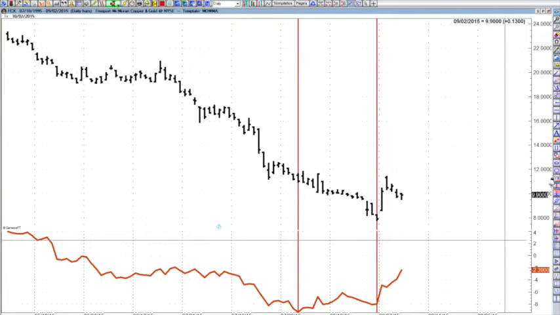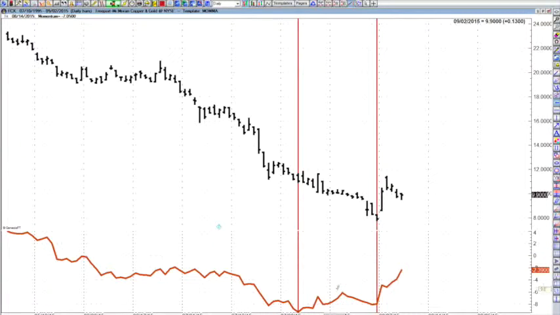So I will get another tool and mark this for you. Just bear with me for a moment. And you can see the paradigm here. You can see what's happening. You're making lower lows in price, but you're not moving lower in momentum. And that represents a form of accumulation, which is typical prior to market bottoms.